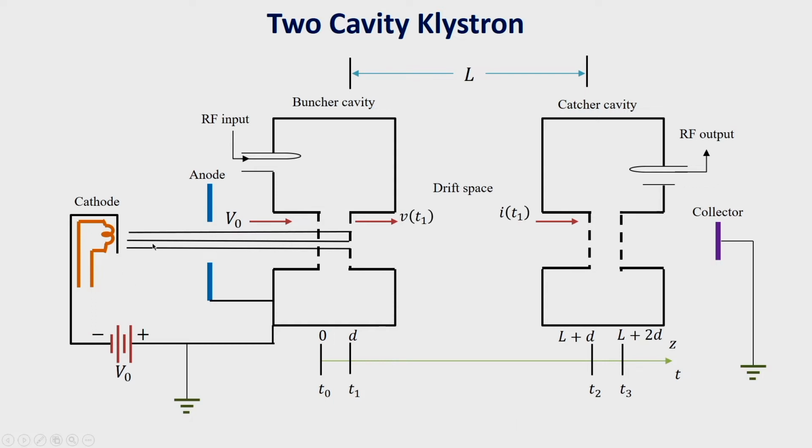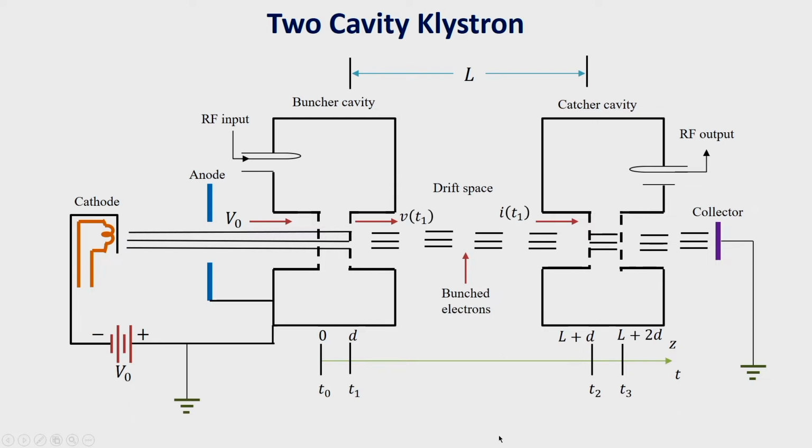So, the electrons emitted from the cathode come to the Buncher cavity, and the RF input applied at the Buncher cavity will produce velocity modulation resulting in bunching of electrons. These bunched electrons then move in the drift space, and finally when they pass through the Catcher cavity, they deliver energy to the Catcher cavity, and finally they are collected by the collector. So, these are the bunched electrons.